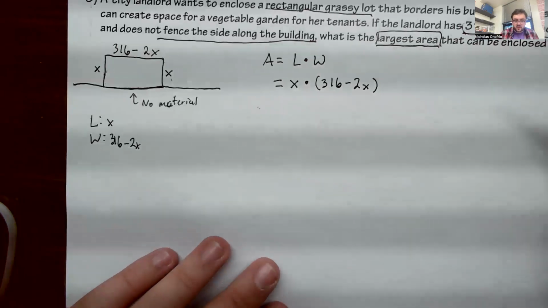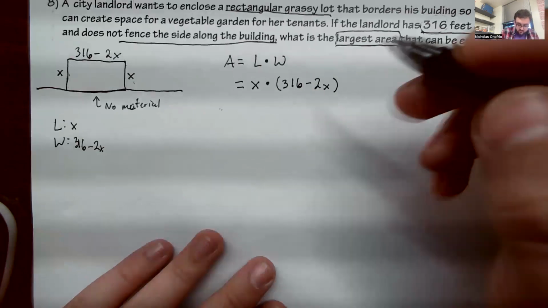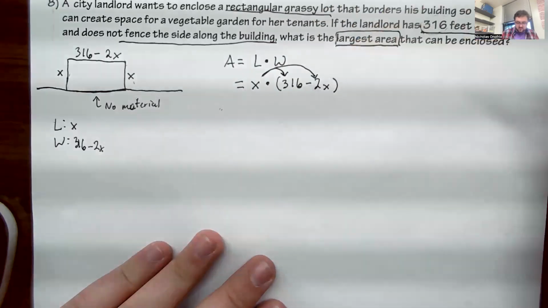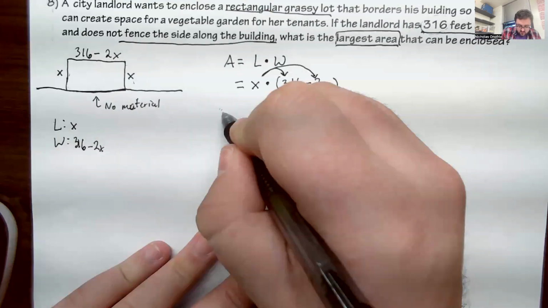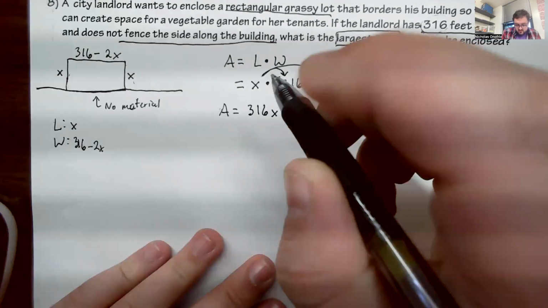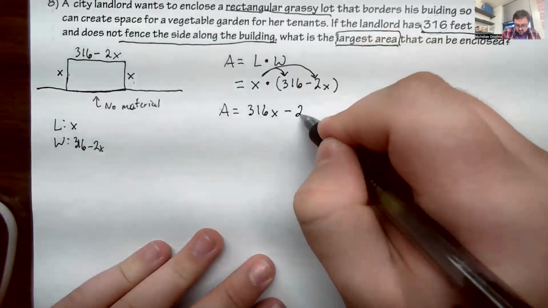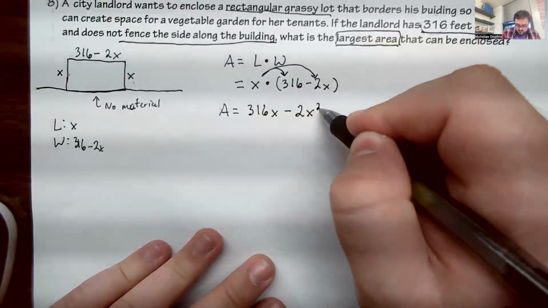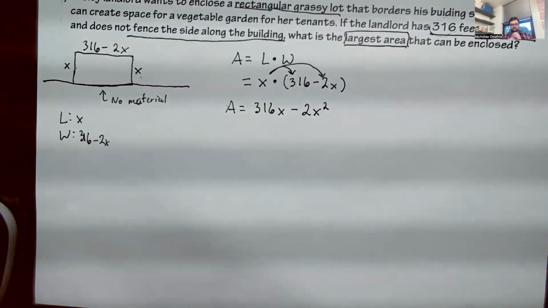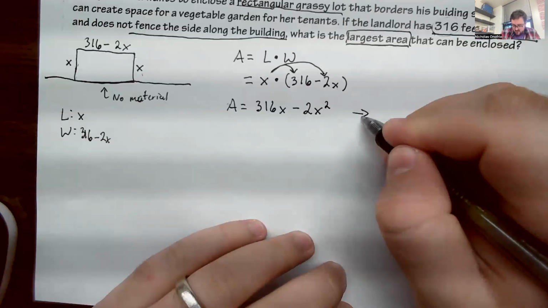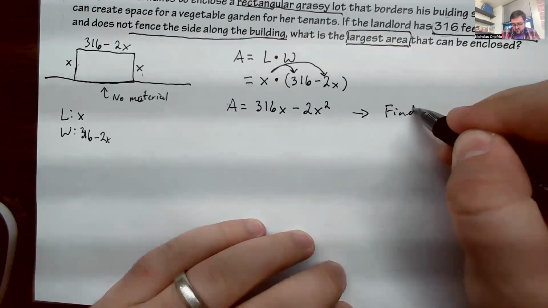Once we get here, we can apply our distributive property, multiplying x to both of the pieces inside our parentheses. We're going to get A equals 316x minus 2x. x times x is going to give me x to the second. Okay, got an equation. Let's find the vertex.